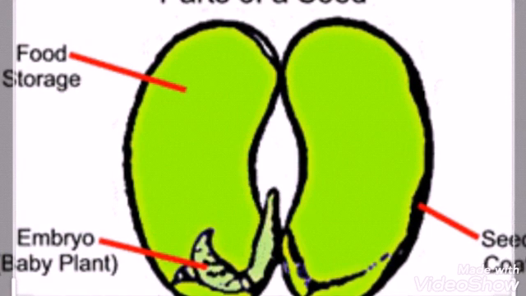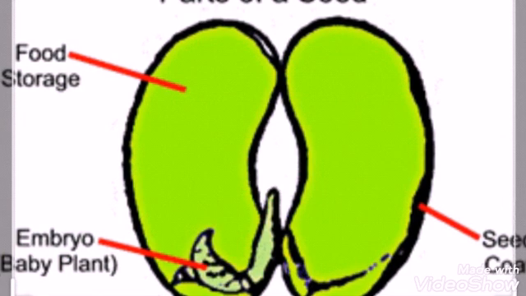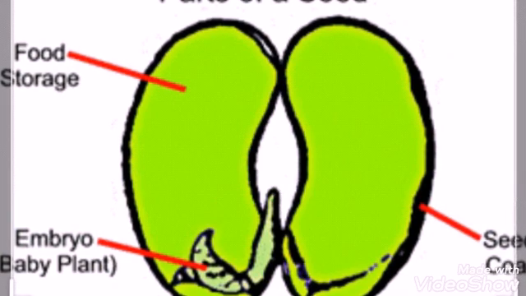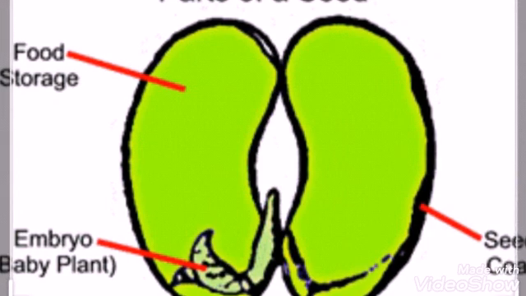Mainly the portion that we eat contains what? The food stored. So in this diagram, it is very, very clear: the embryo is there, the food is stored, the seed coat is there. So these are the different parts of a seed.